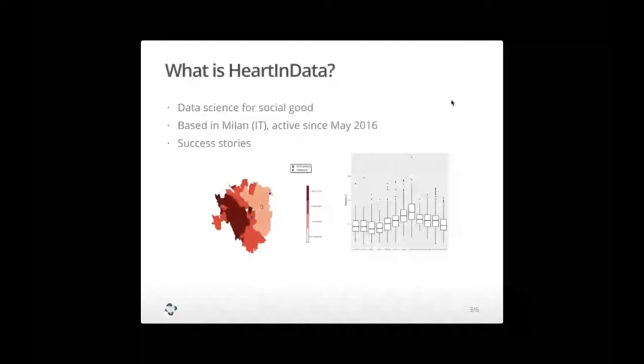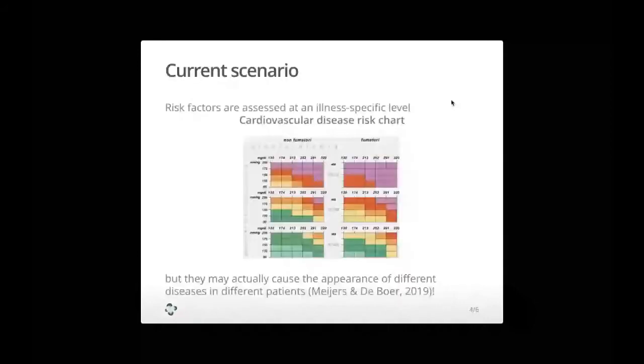So what's next? An enriched disease risk assessment model. Why do we need something like that? Well, because currently risk factors are assessed at an illness-specific level. You see here a chart about cardiovascular disease risk. It's in Italian, but probably you can grasp the meaning. The darker the color, the higher the probability of developing a cardiovascular disease. And here the population is split into two, smokers and non-smokers.